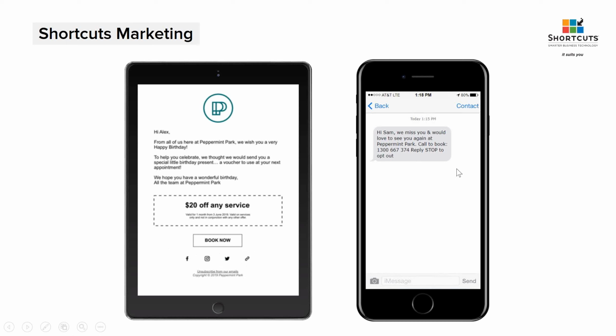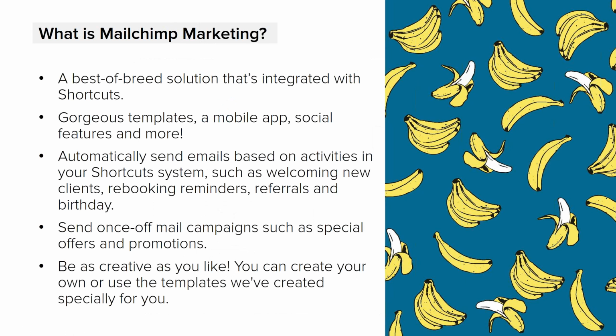Over on the right here, you can also see the text message, again, that you can completely customize and have them set up to go automatically or just do your once onlys. So that sort of summarizes the Shortcuts Marketing feature.